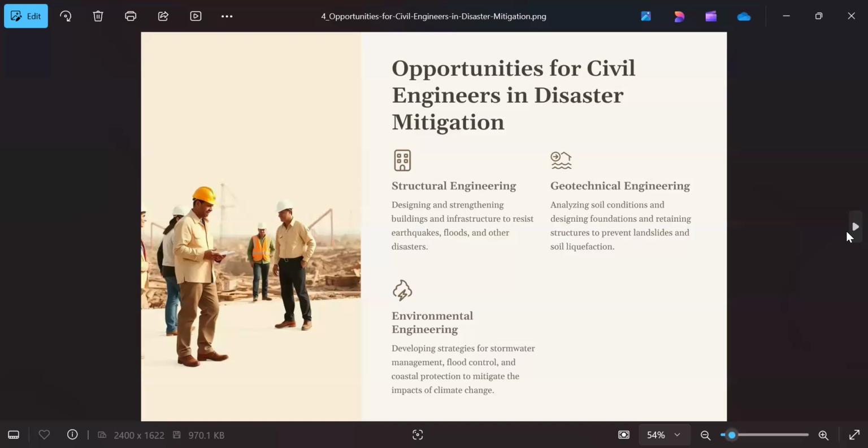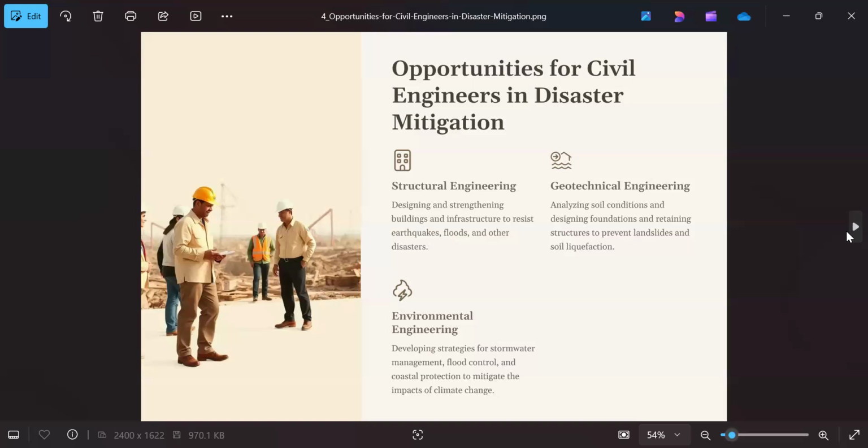In geotechnical engineering, analyzing soil conditions and designing foundations and retaining structures to prevent landslides and soil liquefaction. So these are very important technical terms. Then we have environmental engineering, wherein developing strategies for storm water management, flood control, coastal protection to mitigate the impact of climate change. That is also very important.